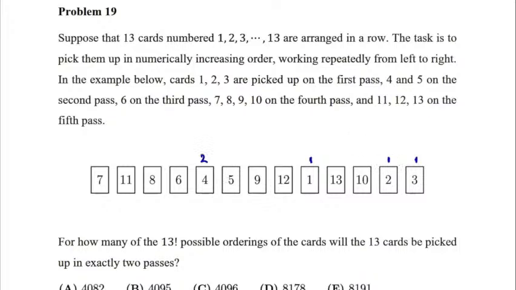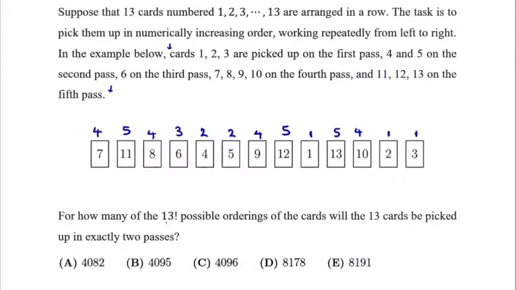In the second pass, we take 4, we take 5, 6 is on the left, so we can't do that. In the third pass, we take 6, again 7 is on the left. So in the fourth pass, we take 7, 8, 9, 10, but 11 again is on the left. So in the fifth pass, 11, 12, 13, exactly like the problem explained. Now, it says, for how many of the 13 factorial possible orderings of the cards will the 13 cards be picked up in exactly 2 passes?